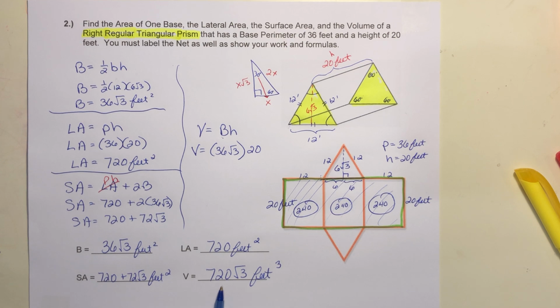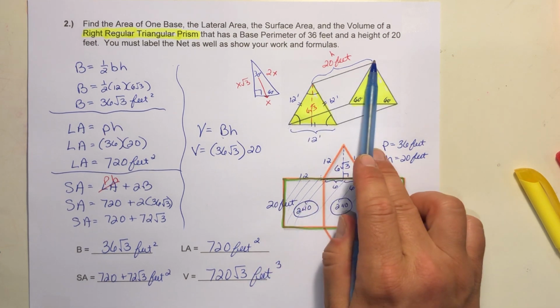Alrighty, so I just want you to understand here that this is pure coincidence. We don't always get these same numbers here. Don't think that that always happens, but that is how this one happened to work out. All right, ladies and gentlemen, area of one base, which is one yellow triangle; lateral area, which would be these 3 rectangles here; surface area, 3 rectangles and 2 base areas; and finally your volume will be the area of one base multiplied by how tall it is.